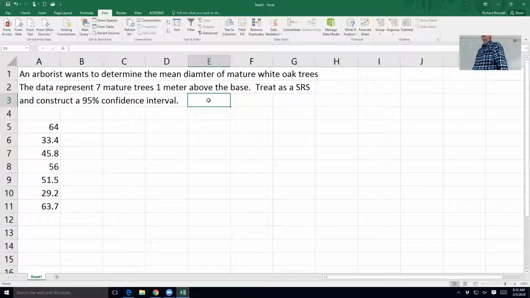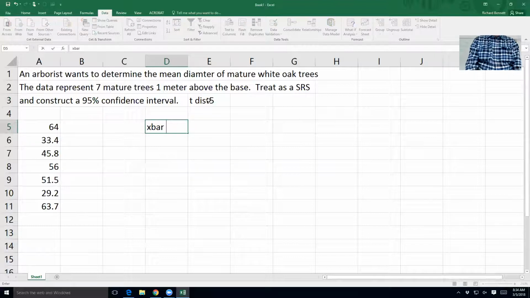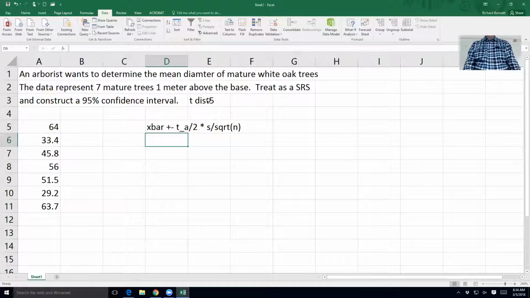So yeah, do I have enough data is a good question. But we're going to assume that we do. We're going to assume it's normally distributed. It's a small sample. For some reason, we can't find these rare white oak trees or something. So we're going to use the T distribution. Now my formula is going to be X bar plus or minus T sub alpha over 2 times S divided by the square root of N.